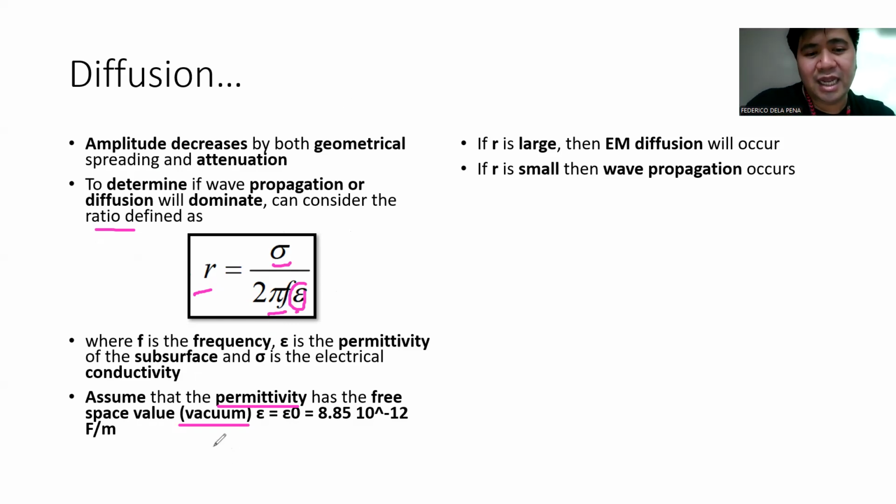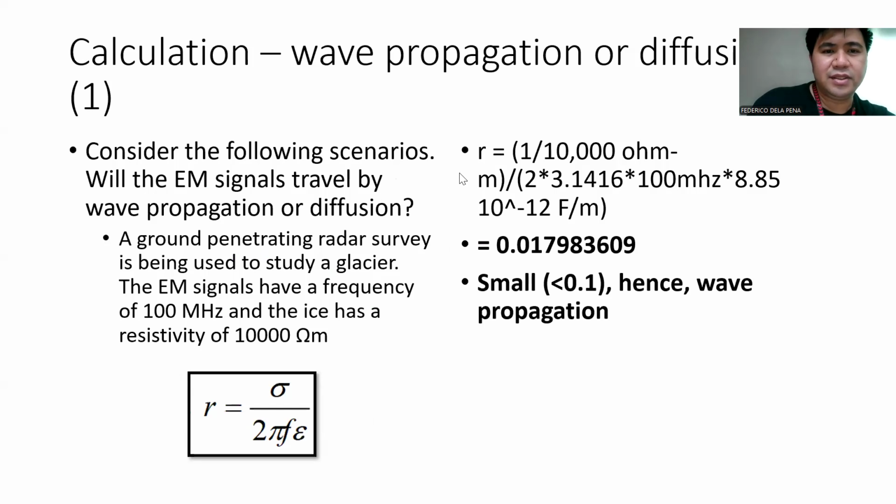Anyway, we always assume a permittivity value of 8.85 times 10 to the negative 12. So this is more or less a constant value. The R now is simply a function of your conductivity and your frequency. Let's do some calculation.